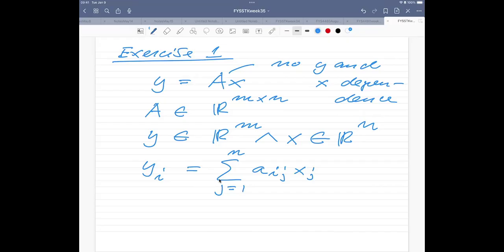So that means that when I'm now setting up the Jacobian, I need these different partial derivatives. So I need dy_i over dx_k. This is applicable to all k values which are included in the definition of the vector x, so I pick a component k here. That is simply going to give me a_ik. And this applies for all values of i and j.